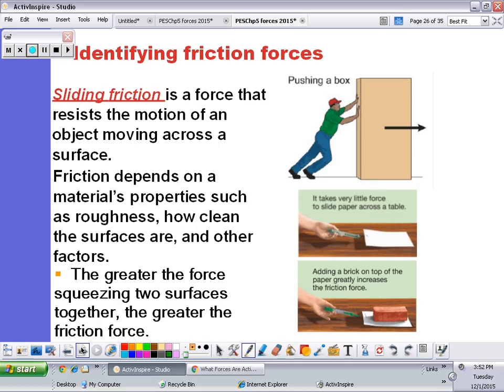So the greater the force squeezing the two surfaces together, the greater the friction force also. This is a good example of if you push a small child across the floor in a chair trying to push them into the dinner table versus a large adult, it's harder to push the adult because there's more mass, meaning that there's more force, more friction on the chair than a small child.